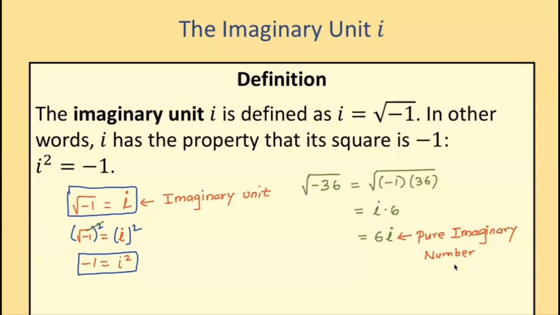But before we dive into the examples, any questions so far? So the square root of -1 is always I. Right, the square root of -1 is always I. That is something to remember.